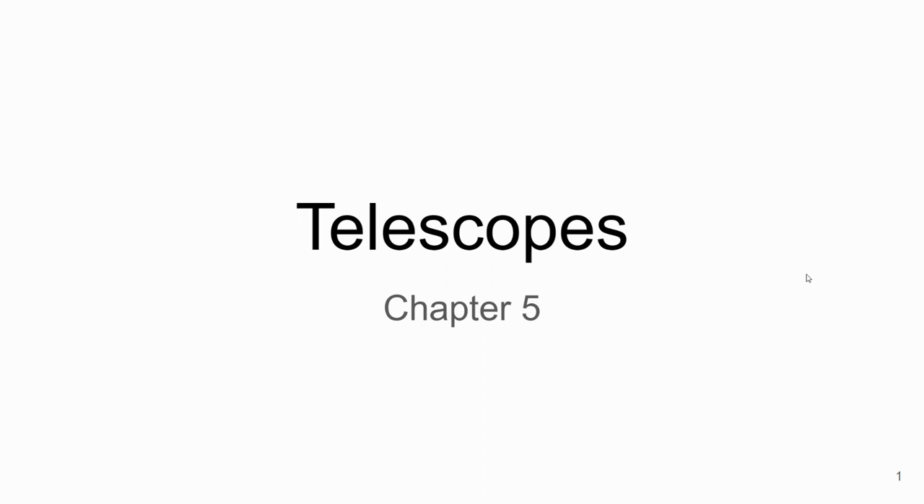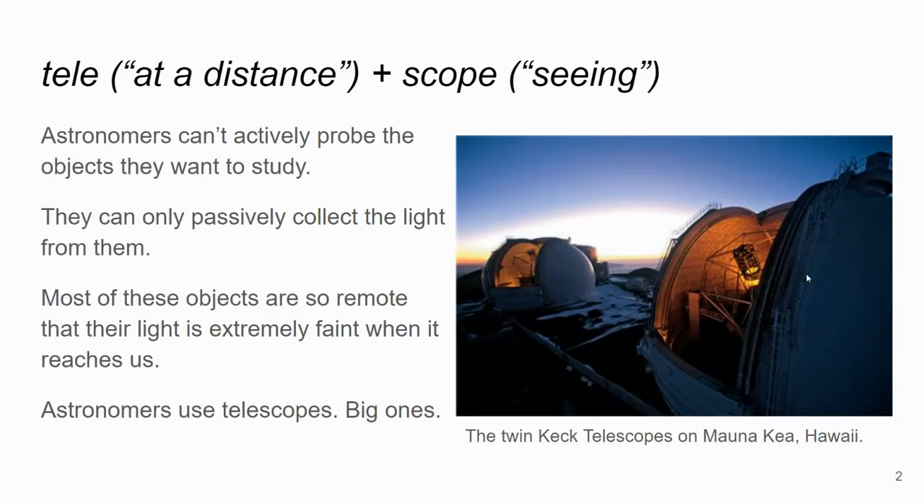So this chapter is about telescopes. Tele means at a distance and scope means seeing. Astronomers can't actively probe the objects they want to study. I've said this before, I'll say it again many times.